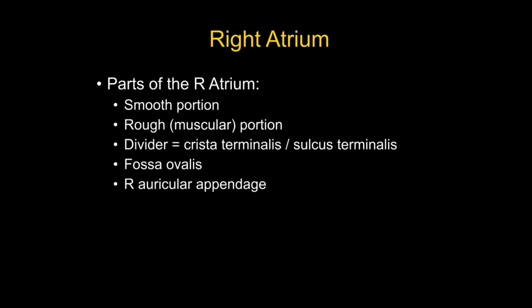So there will be a vestige of the past where there was once a hole in the wall of the right atrium. It now becomes just a depression or a fossa in the right atrial wall adjoining the left atrium. So that is called the fossa ovalis, where the foramen ovale used to be. And then the pouch of the right atrium looks like an ear, thus it's called the right auricular appendage.